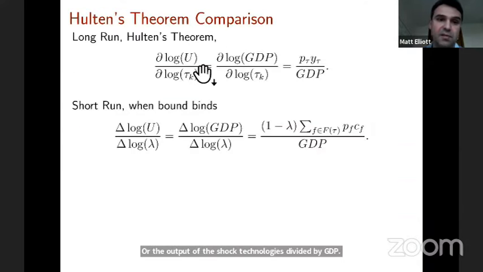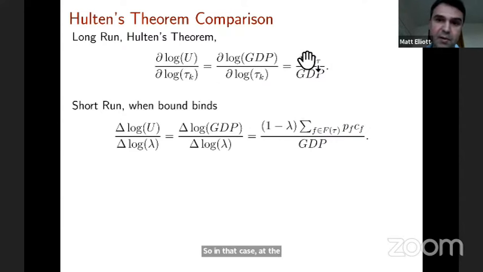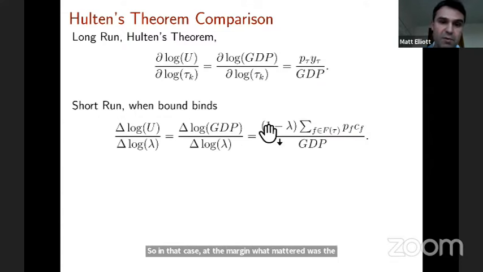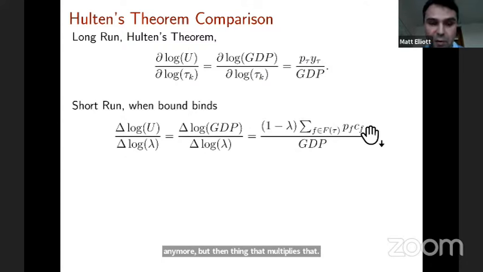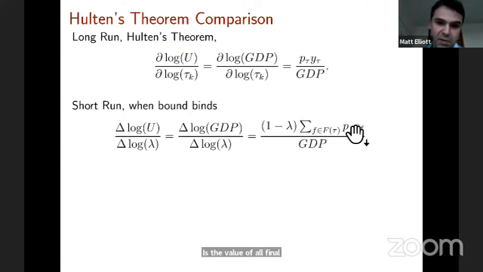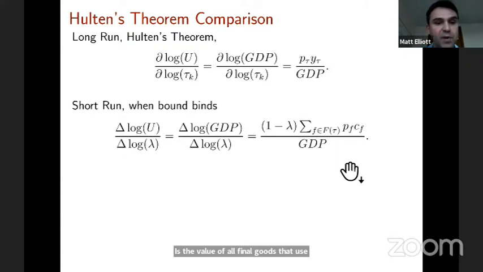Okay, and that contrasts quite starkly with what we saw in the case of Holton's theorem for the long run. In that case, at the margin, what mattered was the value of the shocked industry over GDP. In the long run and away from the margin, what matters is the size of the shock, because you're not marginal anymore. But then the thing that multiplies that is the value of all final goods that use the shocked inputs over GDP. Okay, and so if we go back to the computer chip example, that can be a very big difference. The value of all final goods that use computer chips is much bigger than the value of the computer chips themselves.